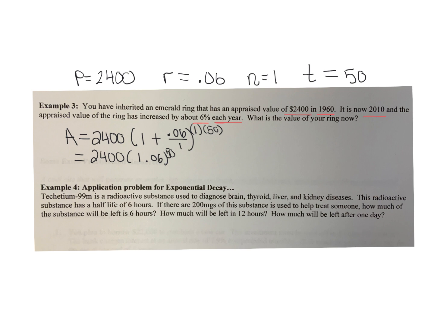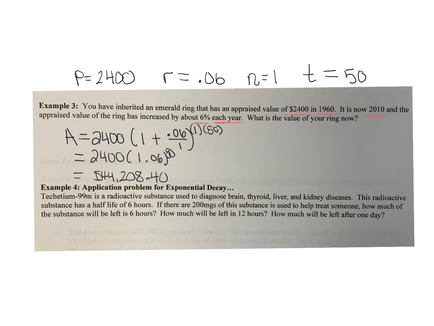You should get that the amount your ring is now worth is $44,208.40. Not a bad investment. Okay, the next problem is a little bit different. It talks about radioactive material. It says it's used to diagnose brain, thyroid, liver, and kidney diseases.